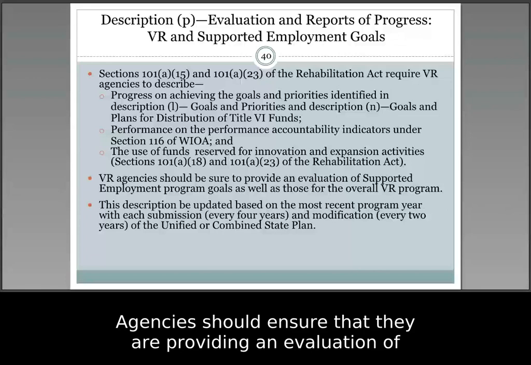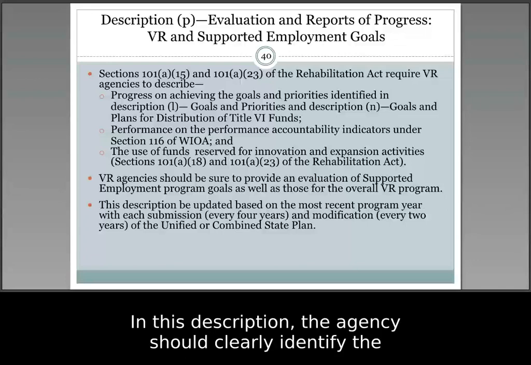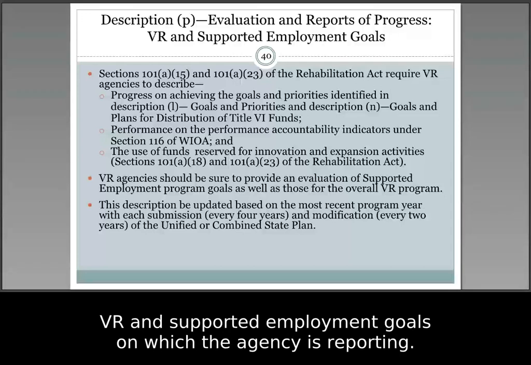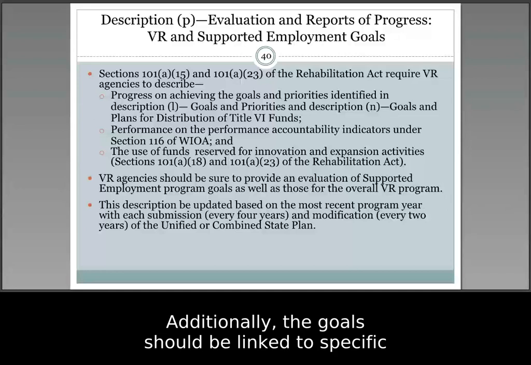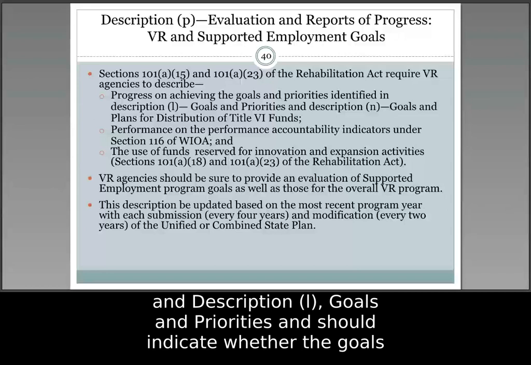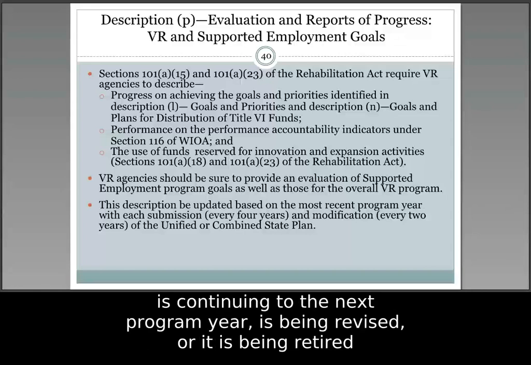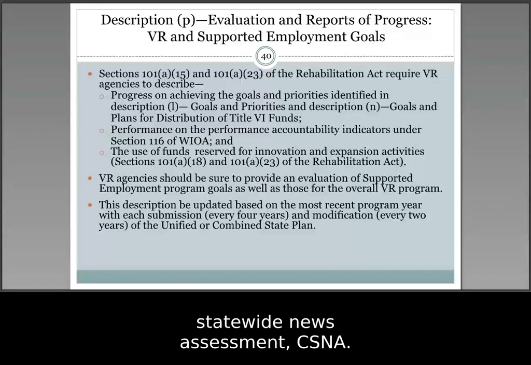Agencies should ensure that they are providing an evaluation of the supported employment goals as well as those overall of the VR program. In this description, the agency should clearly identify the VR and supported employment goals on which the agency is reporting. Additionally, the goals should be linked to specific strategies identified in Description O, State Strategies, and Description L, Goals and Priorities, and should indicate whether the goal is continuing to the next program year, is being revised, or is being retired based on the information gathered from the Comprehensive Statewide Needs Assessment, CSNA.